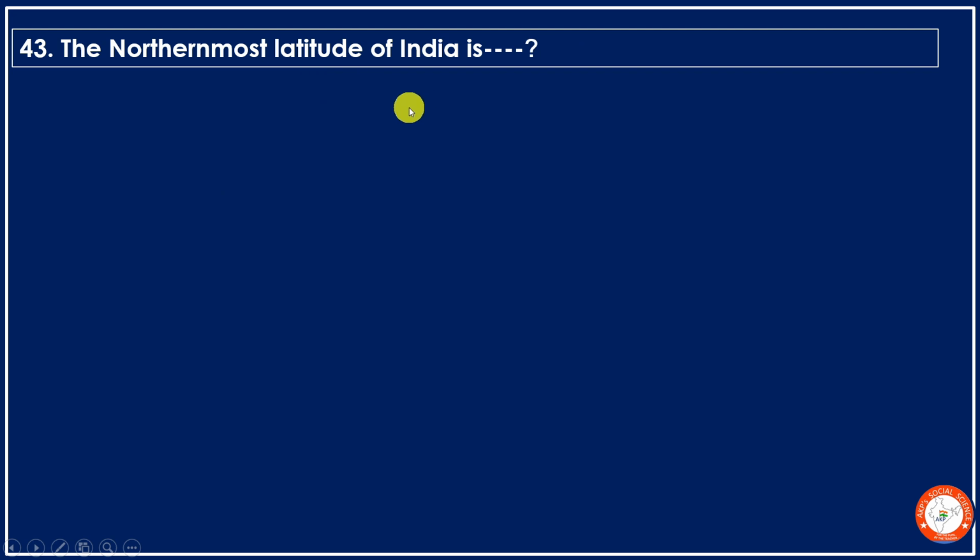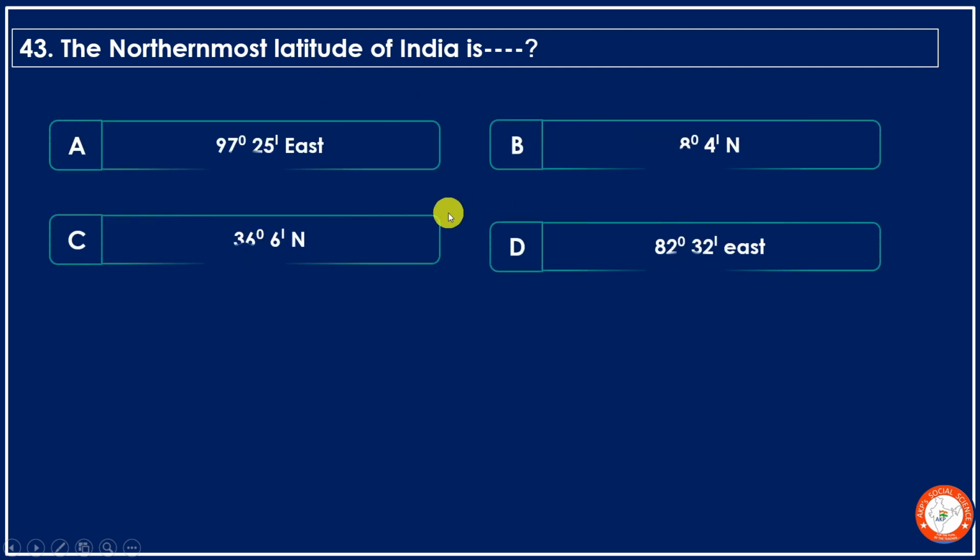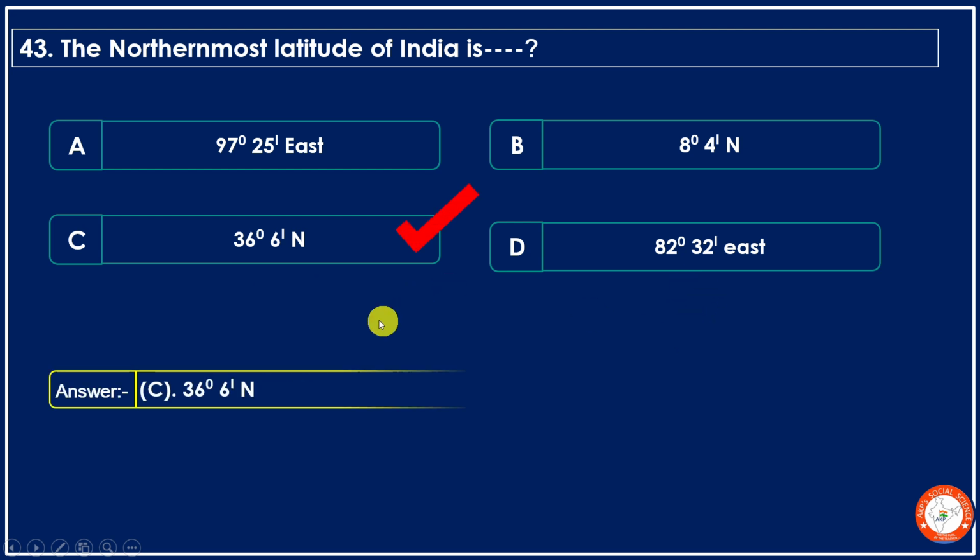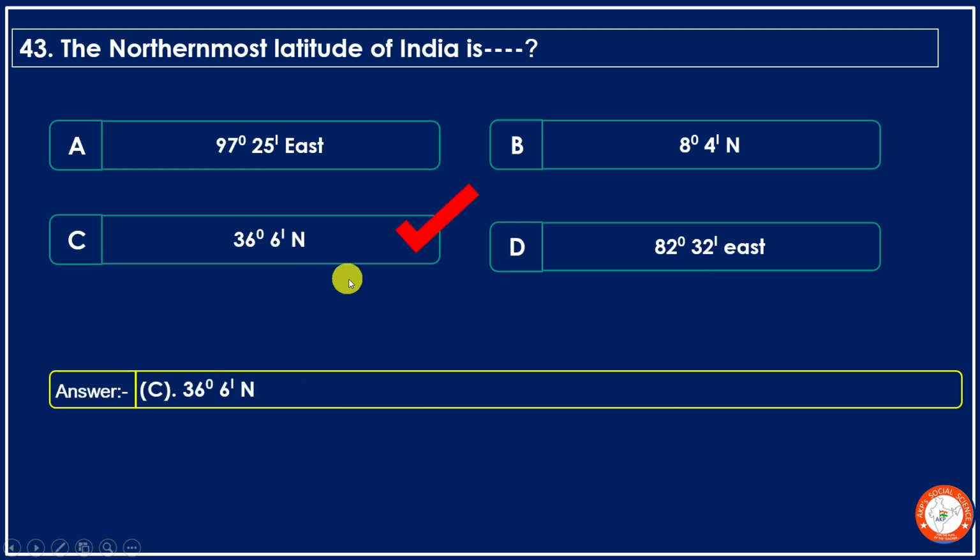The northernmost latitude of India is 97 degree 25 minutes east, 8 degree 4 minutes north, 36 degree 6 minutes north, 82 degree 32 minutes east. The correct answer is 36 degree 6 minutes north.